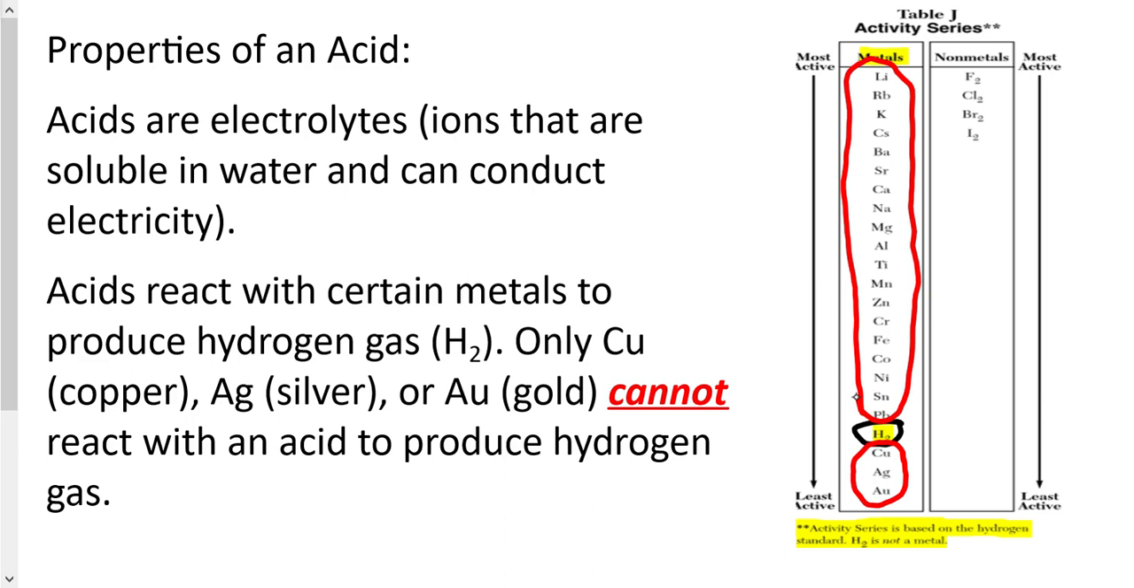So usually when we have one of these metals, for example, lithium, sodium, magnesium, any metal that is listed above hydrogen, we can have them react with an acid and you will see bubbles, and those bubbles are basically hydrogen gas.